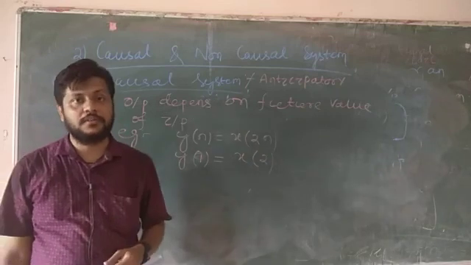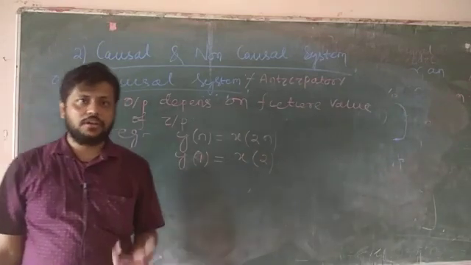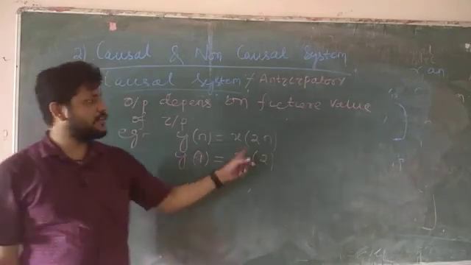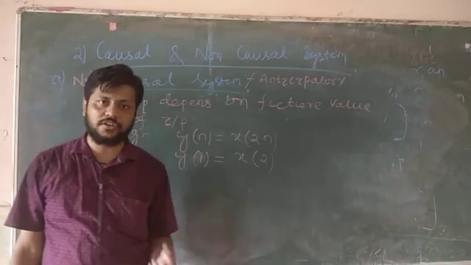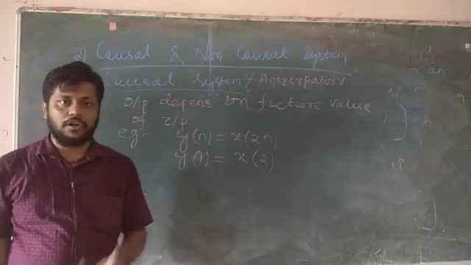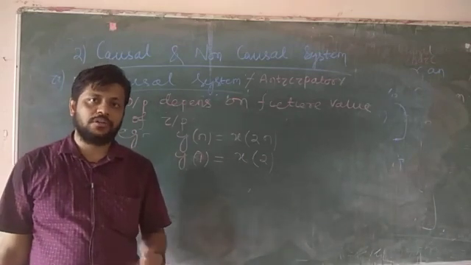In causal system, the output depends only on the present and past value of input, but in non-causal the output depends on future value of input. That's why this system is classified as non-causal system. Then you have time invariant and time variant, linear and non-linear, stable and unstable, and FIR and IIR system. That we will study in the next class.